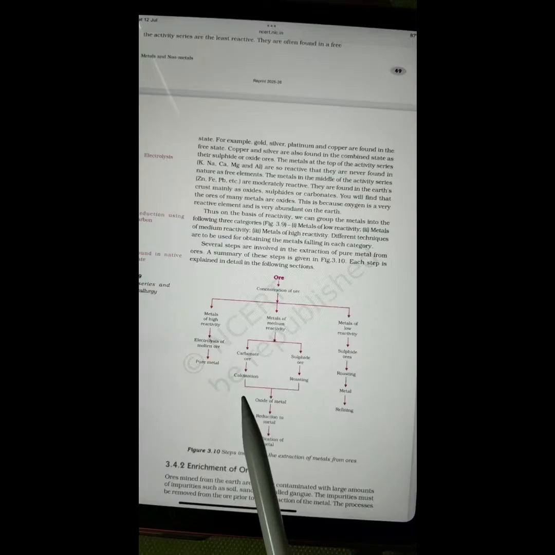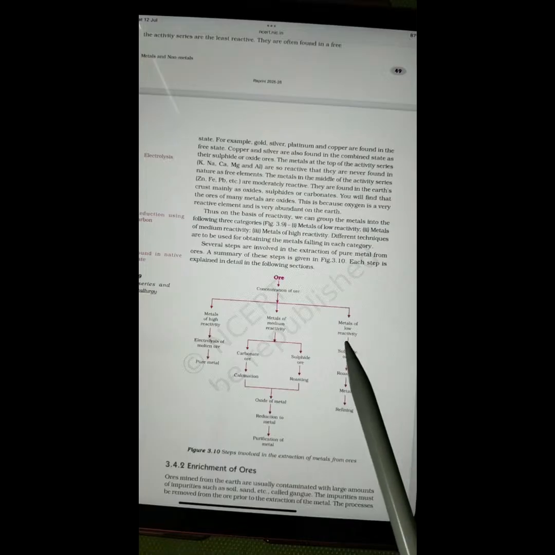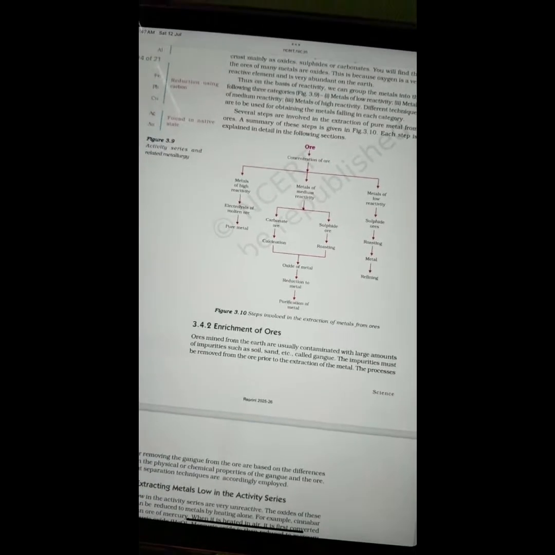Carbonate ores are treated with calcination, and sulfide ores undergo roasting. So once the oxide of the metal is formed, then the reduction is done, and then the purification is done. The low reactivity ones are generally found as sulfide ores, so they can undergo roasting. Then the metal is collected and then the refining is done.